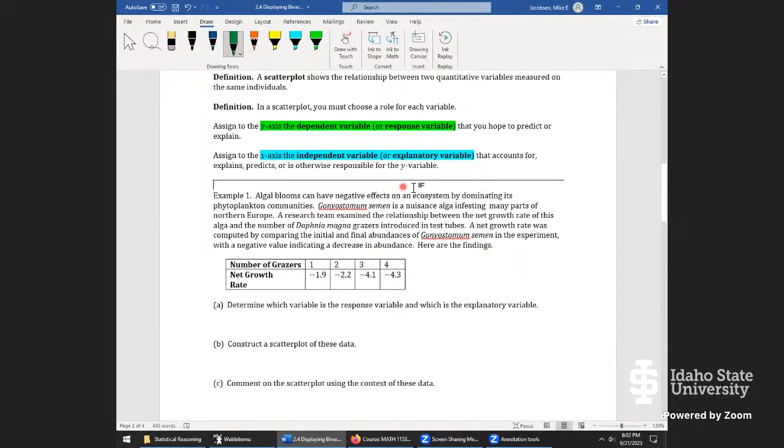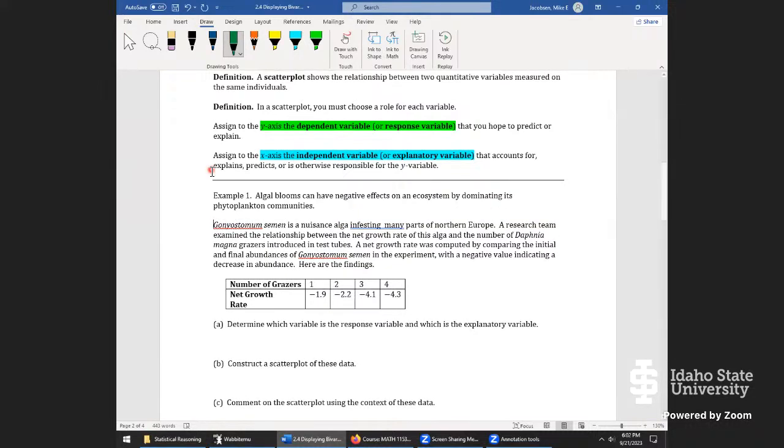So algal blooms have negative effects on the ecosystem by dominating its phytoplankton communities. So we know that. Think of algal blooms as bad. They just wipe out oxygen in the water. Other problems can happen with it. Now this, I'm not even going to attempt to pronounce it. It's a type of algae, a nuisance algae infesting many parts of Northern Europe. Our research team examined the relationship between the net growth rate of this algae and the number of this new thing, Daphnia magna grazers, introduced in the test tubes.